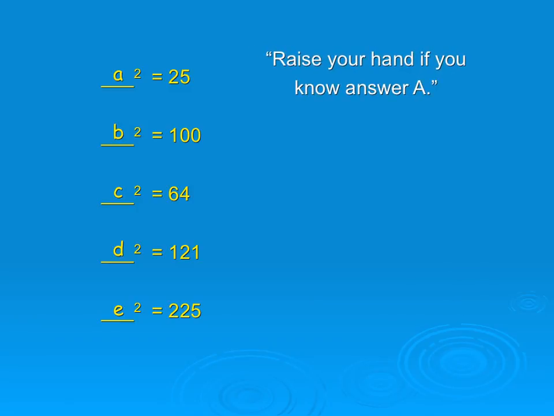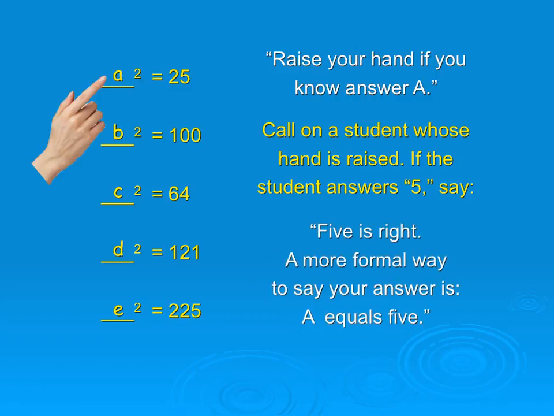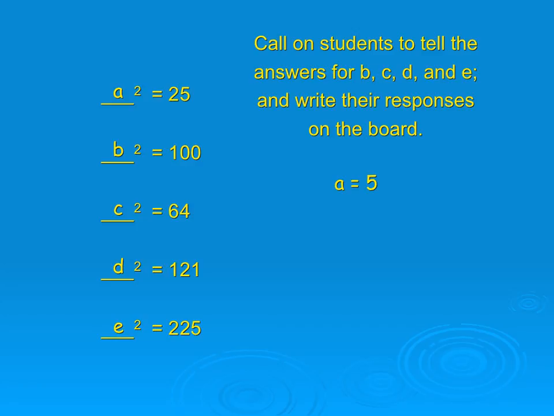Raise your hand if you know answer A. Call on a student whose hand is raised. If the student answers 5, say, 5 is right. A more formal way to say your answer is A equals 5. Call on students to tell the answers for B, C, D, and E and write their responses on the board. So who knows B? B equals 10. And C, and D, and another student answers for E.